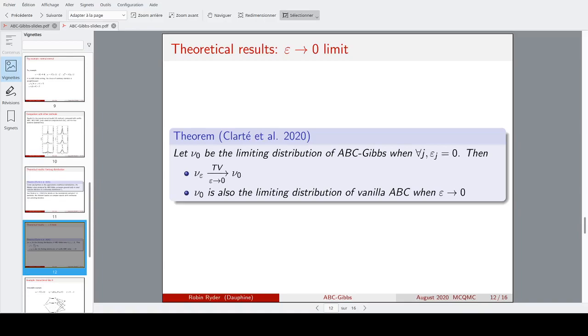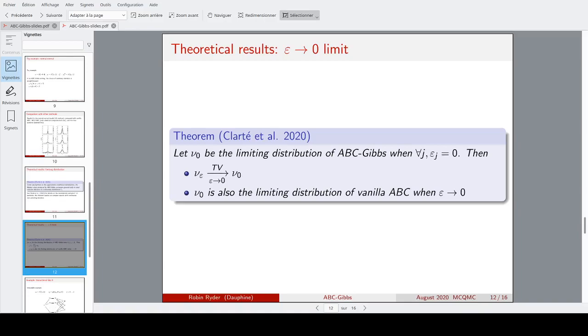But what's interesting is that nu 0 is also the same limit as what you would get from vanilla ABC when epsilon for vanilla ABC goes to 0. So in the epsilon goes to 0 limit, we're going to get the same pseudo-posterior as we would with vanilla ABC, the difference being that we're going to sample from it much more efficiently. And in practice, we're going to be able to get much closer to epsilon equals 0 with ABC Gibbs than what we would with vanilla ABC. So we're actually getting closer to this limit, which was what we would hope for.